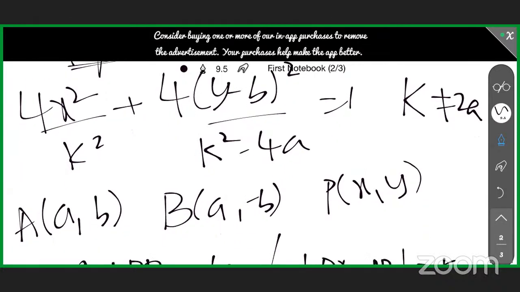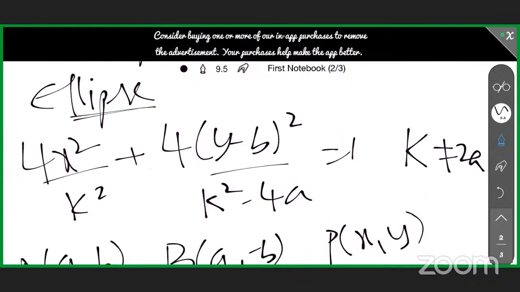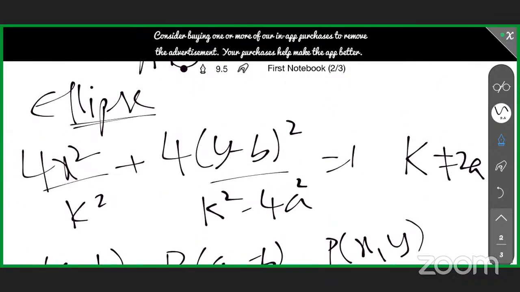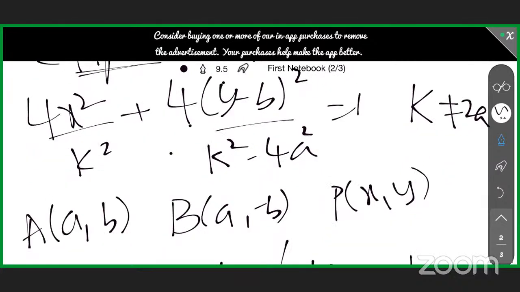Why I'm saying k is not equal to 2a: if it is equal to 2a, look carefully here, this will become 4a square, the denominator will become 0. Therefore this entire entity will become infinity. So only when k is not equal to 2a, I will be using this equation to find the equation of the ellipse or hyperbola, whichever it is, when that locus is given. Now they have given the equation of the locus, and we came to know it is an ellipse, and now we have to find the equation of that ellipse. So use this formula.